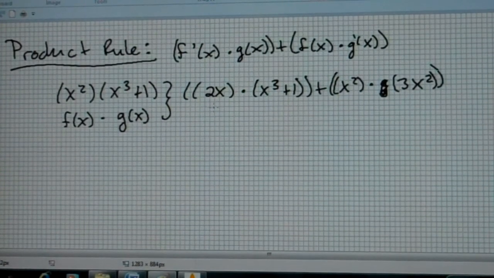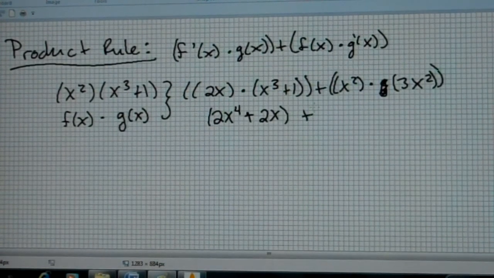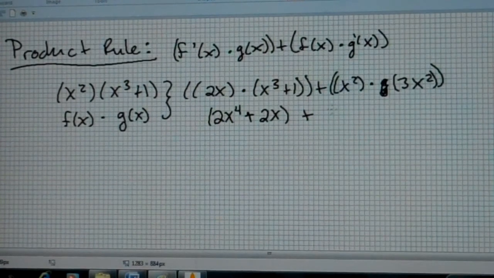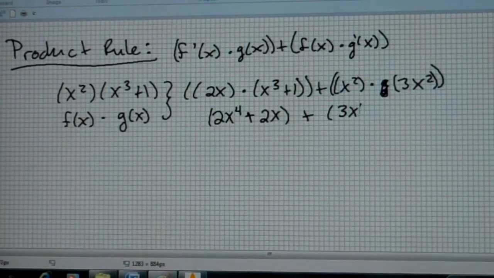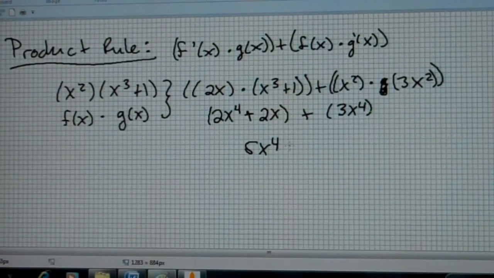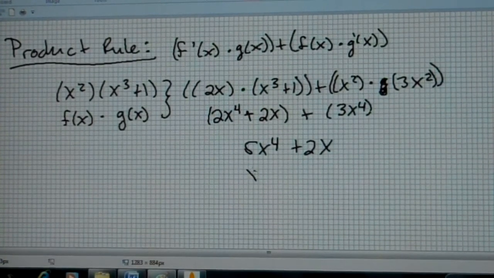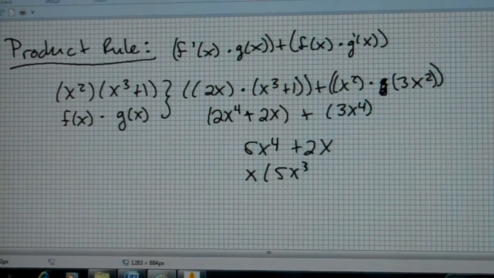Okay, so then this goes to 2x to the fourth if we multiply those two terms together, plus 2x. And then when we do these two terms together, this will end up being 3x to the fourth. So then if you bring it down, we can then combine them, and it will be 5x to the fourth plus 2x. Now here we can only take out an x of these terms. So we just take out an x and it becomes 5x to the third plus 2. And that's your answer.